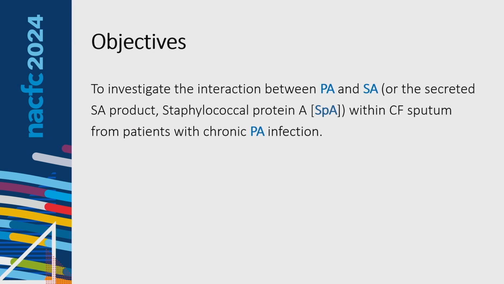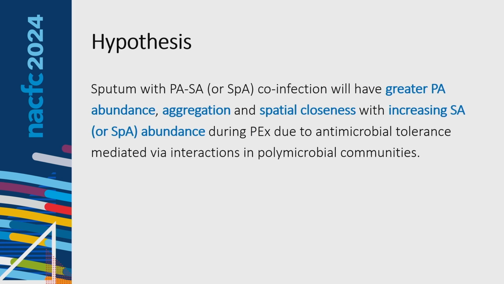So utilizing this technique, the objective of the present study is to investigate the interaction between PA and SA, or the secreted SA product Staphylococcus protein A, which is SPA, within CF sputum from patients with chronic PA infection, with the hypothesis that sputum with PA, SA, or SPA co-infection will have greater PA abundance, aggregation, and spatial closeness, with increasing SA or SPA abundance during PECs due to antimicrobial tolerance mediated by interactions in polymicrobial communities.